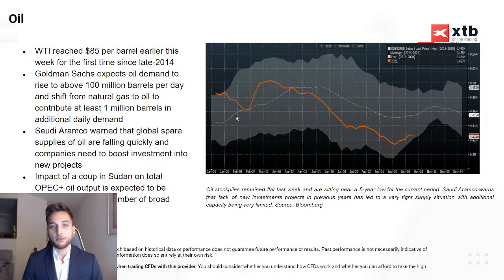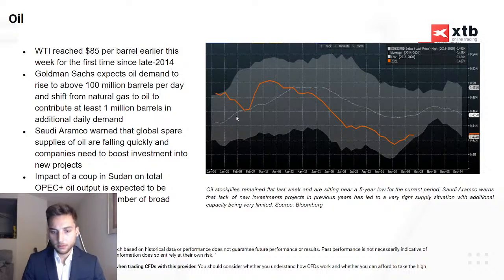Now, oil, let's talk about some fundamental factors for oil. WTI reached $85 per barrel earlier this week for the first time since late 2014. Goldman Sachs still expects oil demand to rise to above 100 million barrels per day and a shift from natural gas to oil to contribute at least 1 million barrels in additional daily demand. Saudi Aramco warned that global spare supplies of oil are falling quickly and companies need to boost investment into new projects. The impact of a coup in Sudan on total OPEC plus oil output is expected to be limited. Sudan is a member of the broad OPEC plus group.